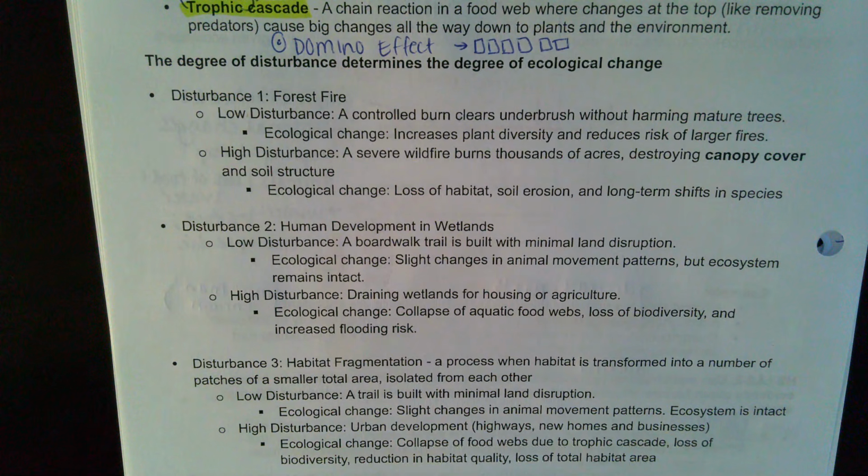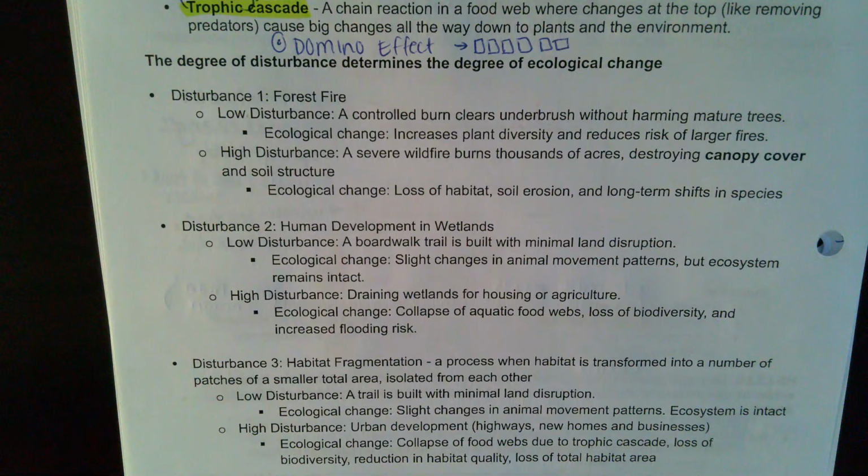A high disturbance would be a severe wildfire. Maybe someone has a campfire or someone flicks out a cigarette and it's really dry, especially out in California or maybe some areas of Canada, and a wildfire explodes, and it's very hard. It takes weeks in order to get it under control. This can destroy thousands of acres. That's going to be much more detrimental, right, or bad for the environment.